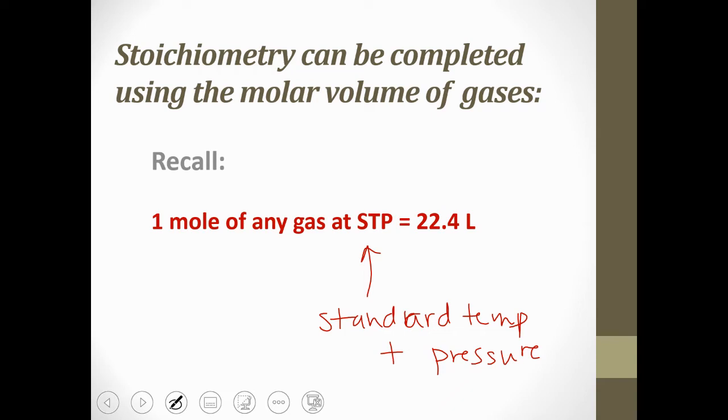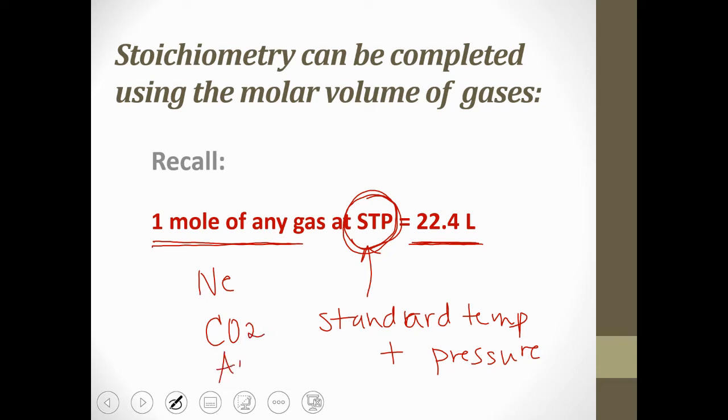We'll deal with the exact numbers later, but what you need to know is that if conditions are at STP, 1 mole of any gas is going to occupy 22.4 liters. Now, when it says any gas, that means any gas. It can be an element, like neon. It could be a compound, like carbon dioxide. It could even be a mixture, like air. 1 mole of any gas is going to occupy 22.4 liters of space, okay?